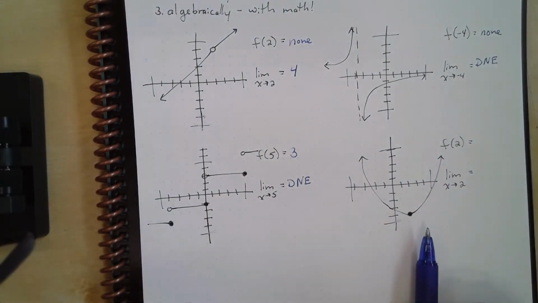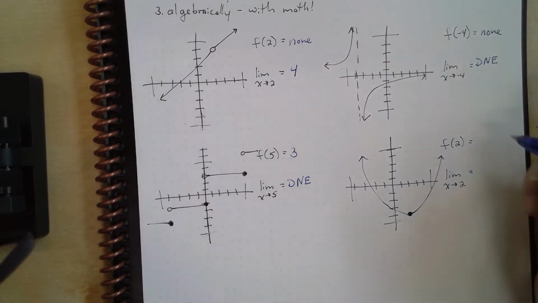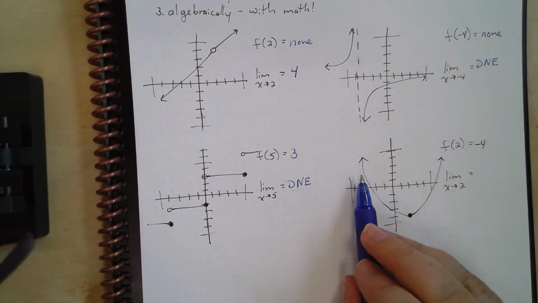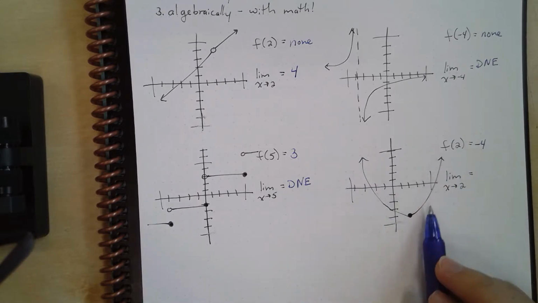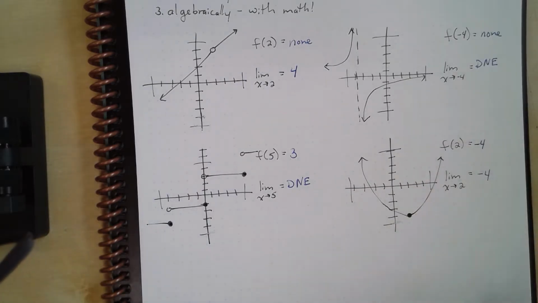If we look here at this parabola, f of 2, we go here to 2, it's at negative 4. We look at the limit as x approaches 2. If we come from the left, it goes down to negative 4. If we come from the right, it goes down to negative 4. So our limit and our function values are actually the exact same here. Let's look at a few more.